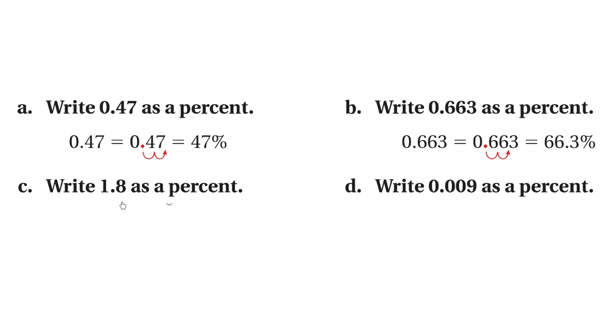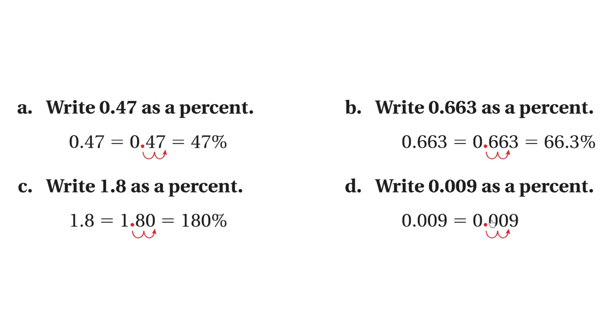1.8 written as a percent. It's a little tricky. We're going to have to add a 0. Move 2 spaces to the right, add that 0 on, so it becomes 180%. And then finally, 0.009 written as a percent, still 2 spaces to the right, becomes 0.9%. So going from decimal to percentage, 2 spaces to the right. And remember, percent to decimal, 2 spaces to the left.